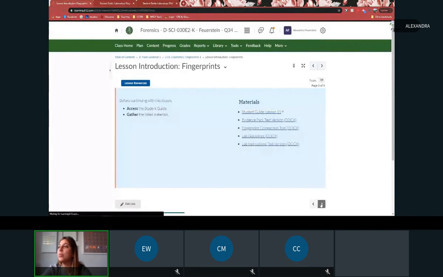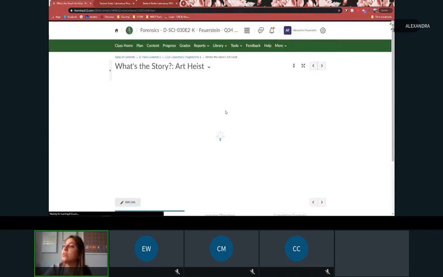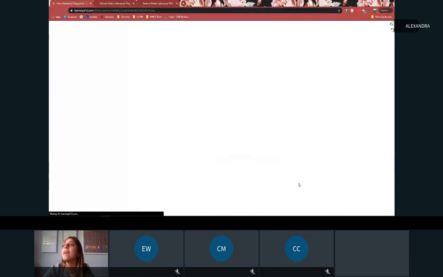So as you click through, you're also going to notice that their instructions are provided to you online, if that's where you choose to do it. Or you can download the documents and print them out. It's really up to you. But like we know, there was an activity, there was an expensive painting that was stolen. All of this, of course, is fictional.